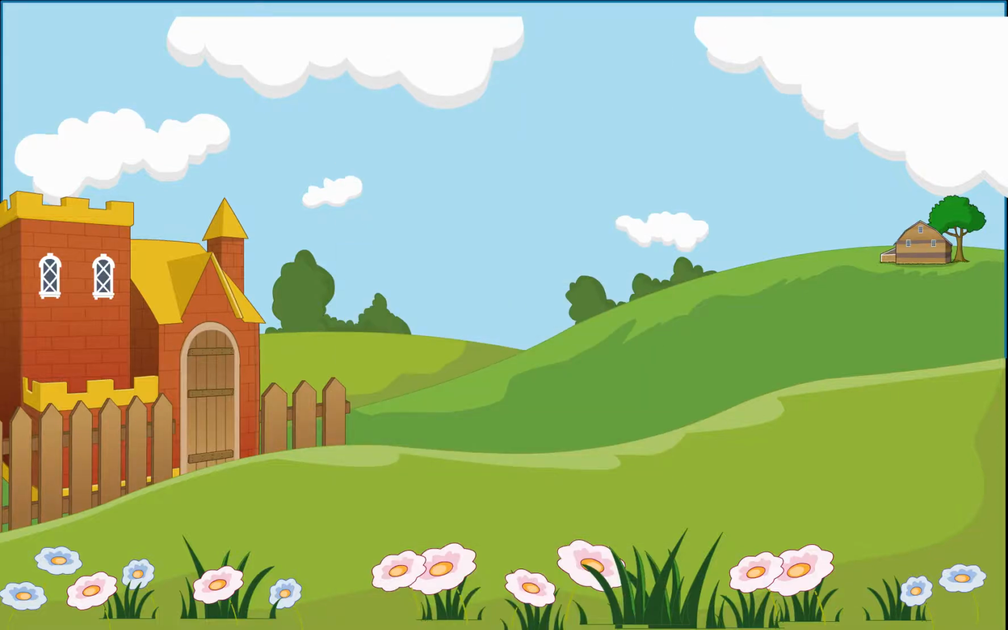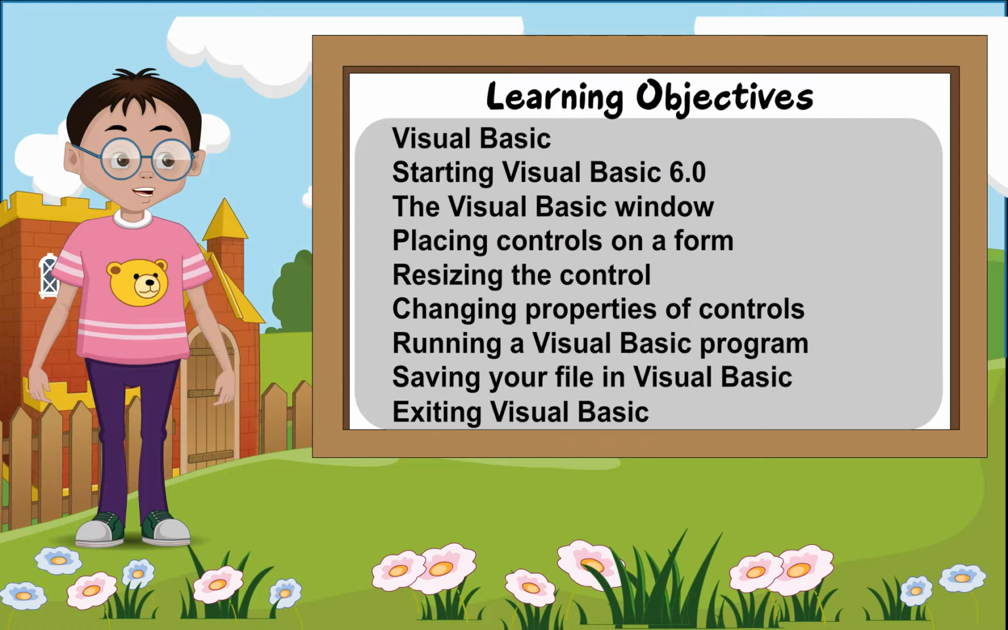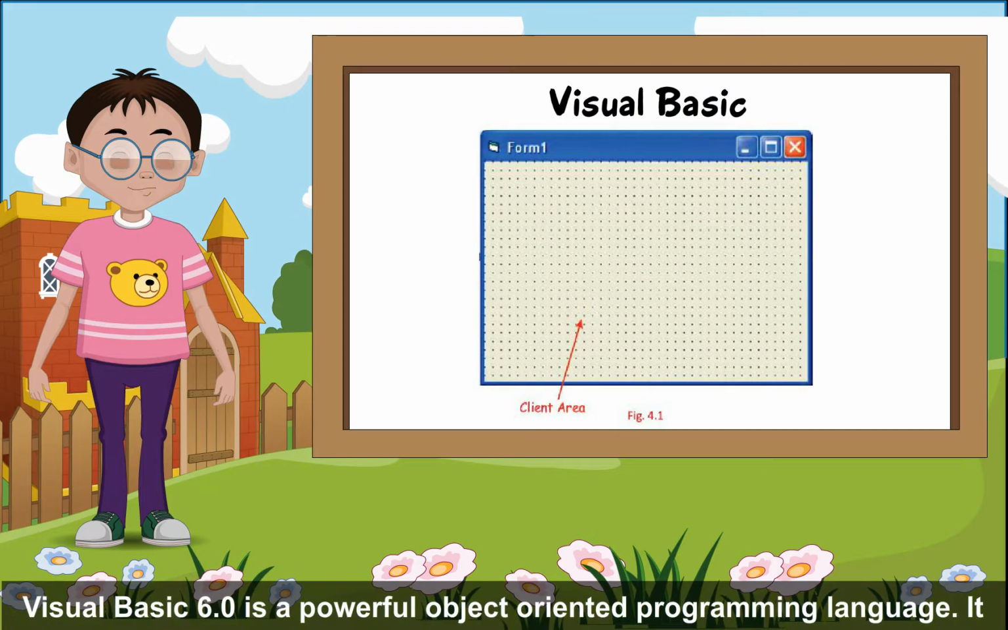Chapter 6 Introduction to Visual Basic. Learning Objectives: Visual Basic, Starting Visual Basic 6.0, The Visual Basic Window, Placing controls on a form, Resizing the control, Changing properties of controls, Running a Visual Basic program, Saving your file in Visual Basic, Exiting Visual Basic.